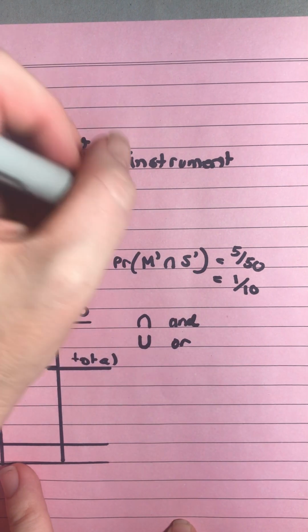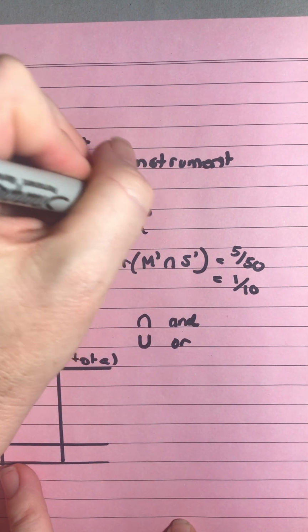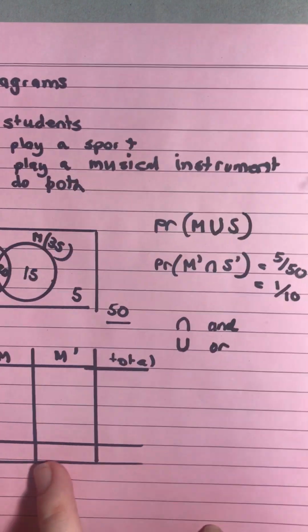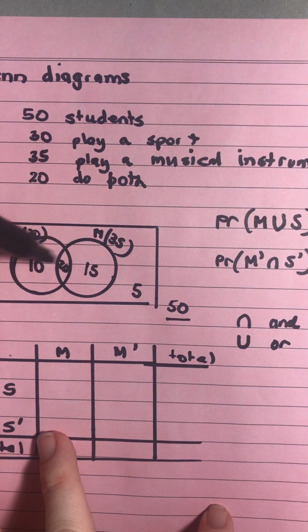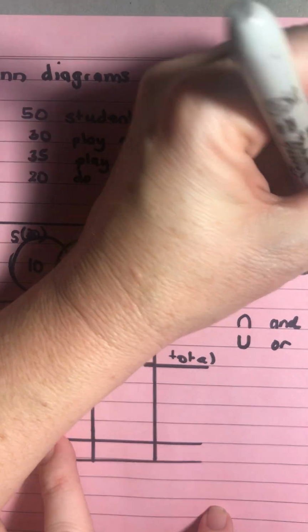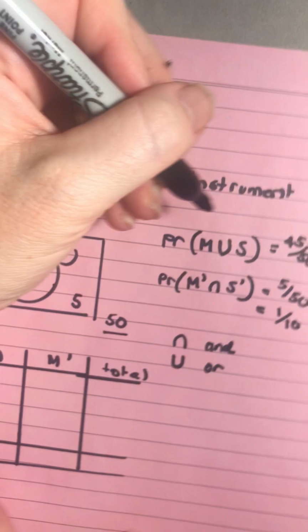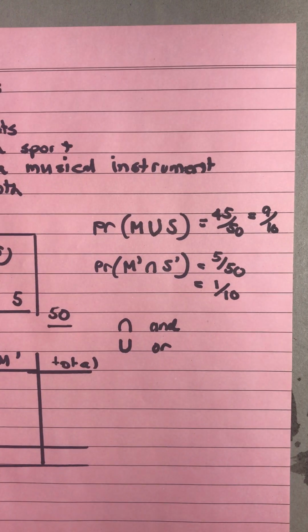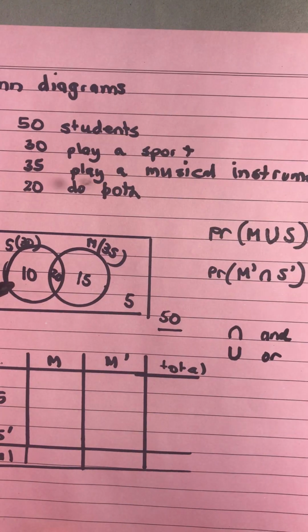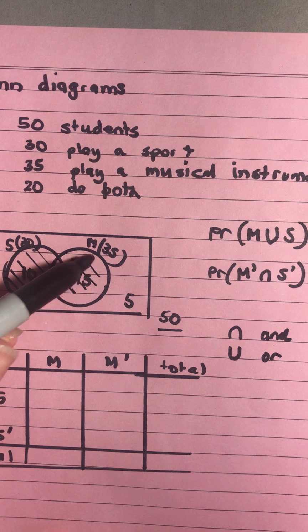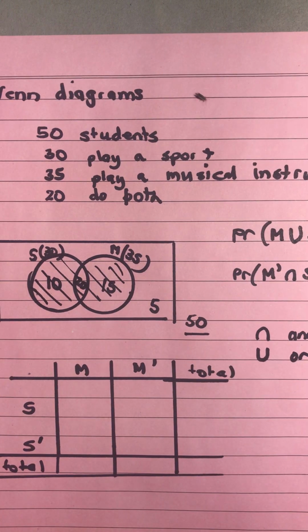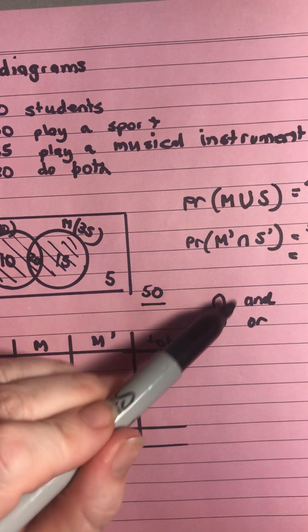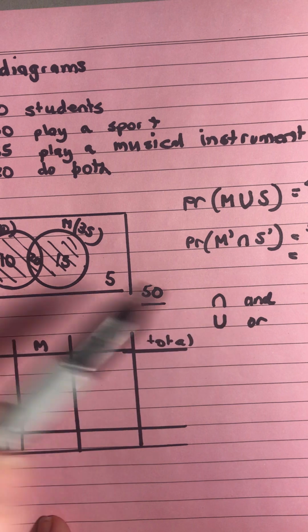So if we wanted the probability that someone played a musical instrument or played a sport, and that would include also doing both, we would look at these numbers here. So when we added them up, we got 45 out of 50, which would be 9 out of 10 when we simplify it. So we're just looking at this section of our Venn diagram, the total that's in there. So we also use the term union for or, and intersect, so the overlap, and we can use the word and there.